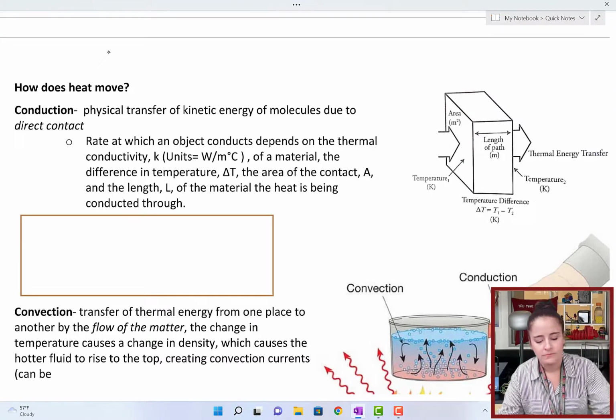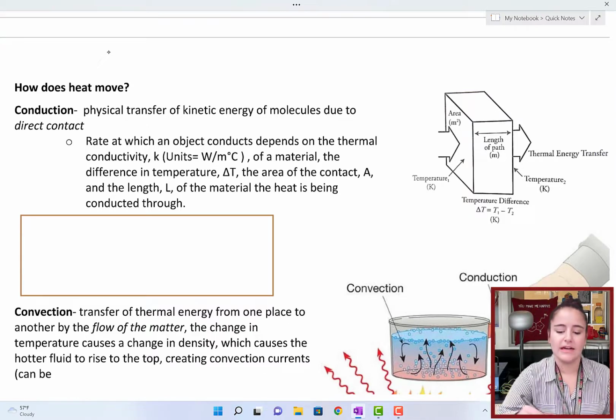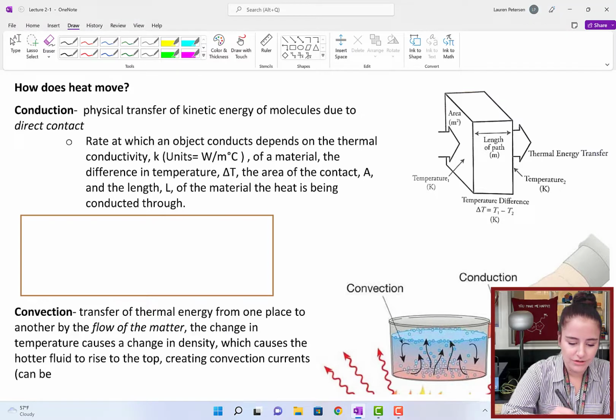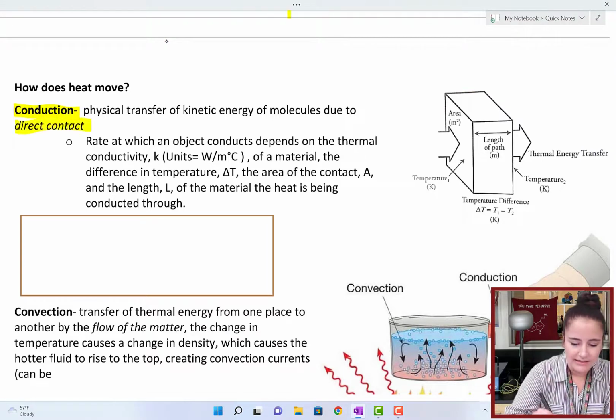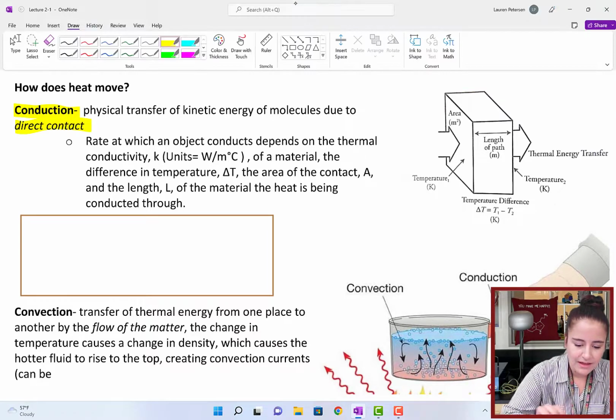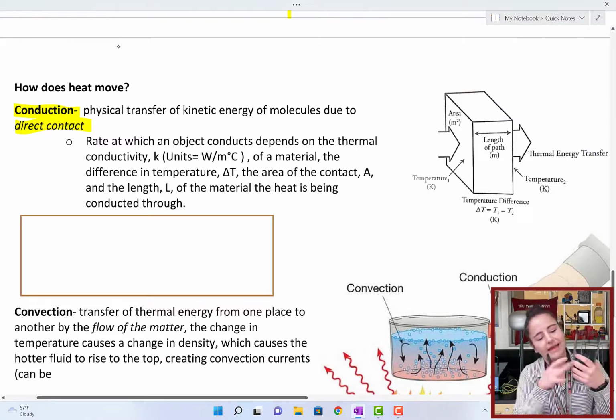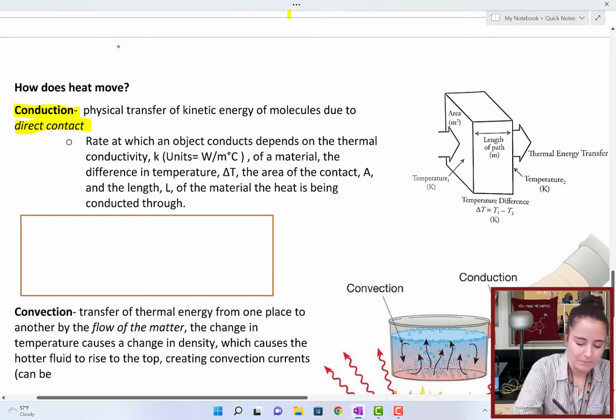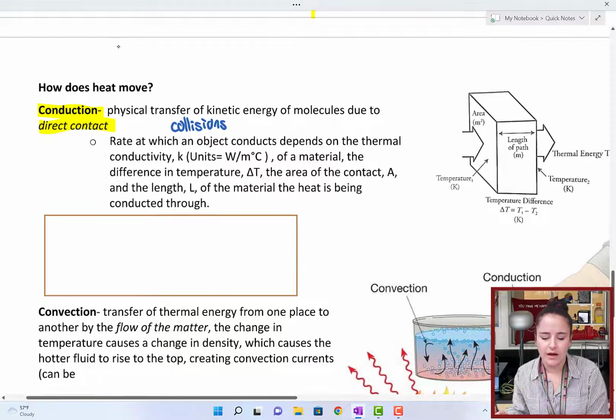Okay. I just went and grabbed my cold coffee. And as I hold my cold coffee, there is physical contact between my hand and the cup. So my hand is warmer than the cup, so it is going to conduct heat to the cup. Conduction is that transfer of energy due to direct contact. This is actually the molecules of my hand colliding with the molecules of the cup.